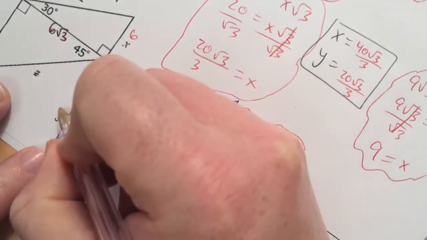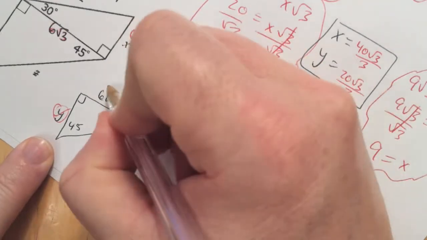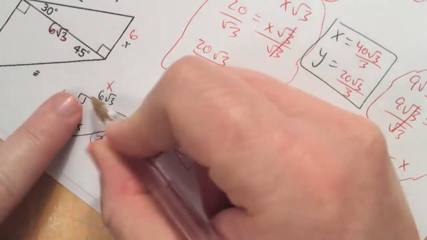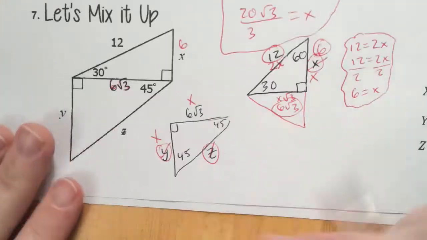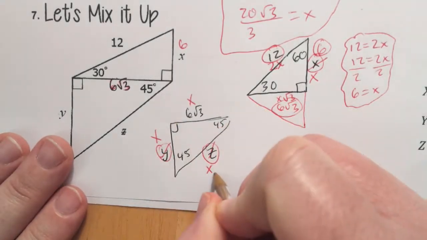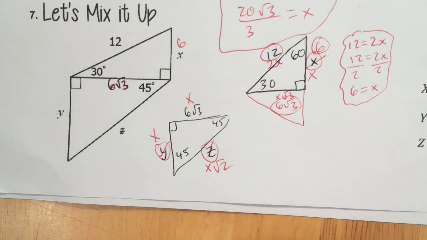So step 1, ignore your variables. Step 2, label. So these both will be x, and the leftover side will be x radical something. In this case, it'd be x radical 2 because you had 2 equal sides. Awesome. All right, so step number 3.